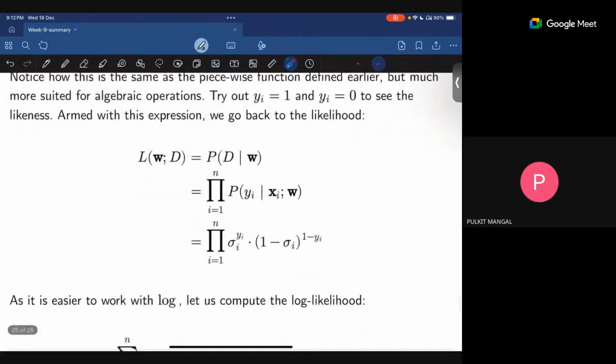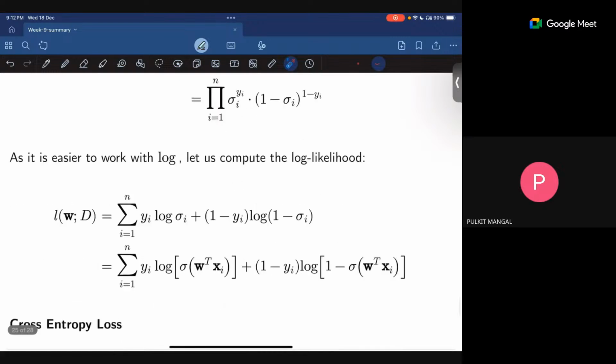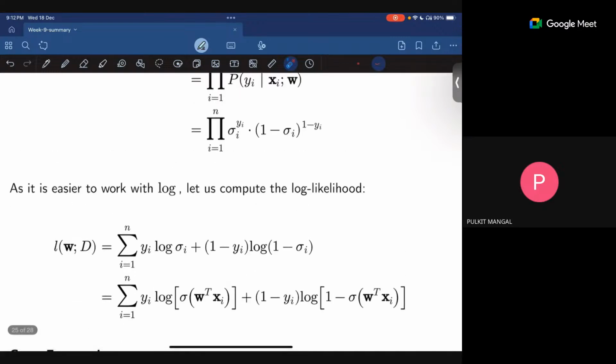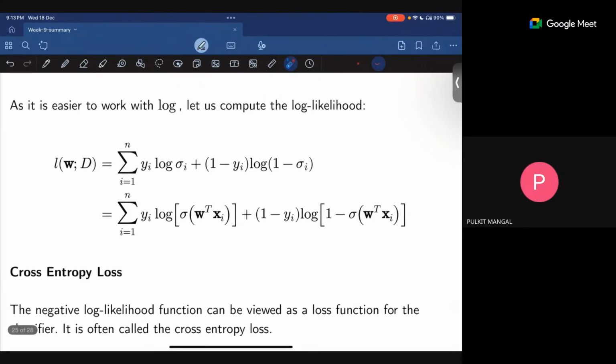Then we'll substitute this, sigma i to the power yi times 1 minus sigma i to the power 1 minus yi. In the MLE, the next step is to take the log. By taking the log, this product will turn into a summation, and yi, because it is in the power, will come in front: yi log sigma i plus 1 minus yi log 1 minus sigma i. And this sigma i is the same as sigma of W transpose xi. Till now, is it clear?